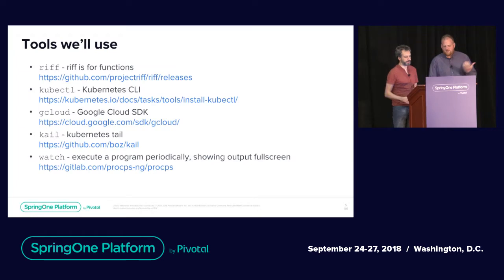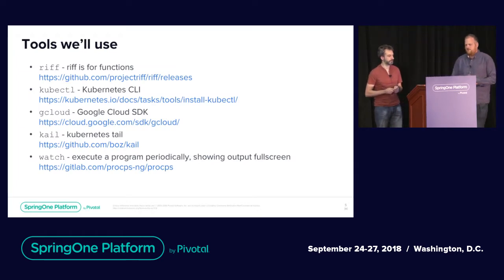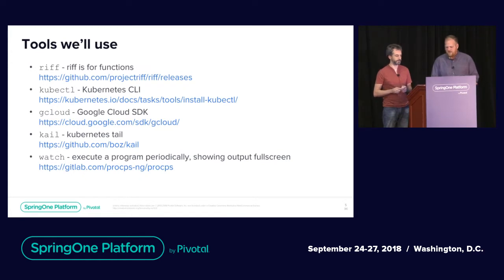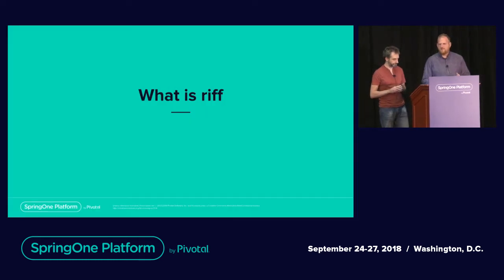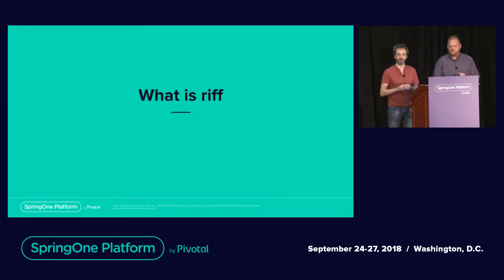All right. So there are some tools that we'll use, so if anyone's following along later, you can figure out where we got these tools. The most interesting tool, of course, is Riff, which is at github.com/projectriff. How many of you are Kubernetes users in the room? Okay, good. And who's used Riff before? Just a few. Perfect.